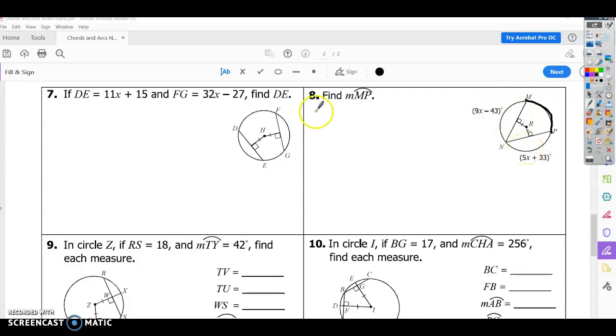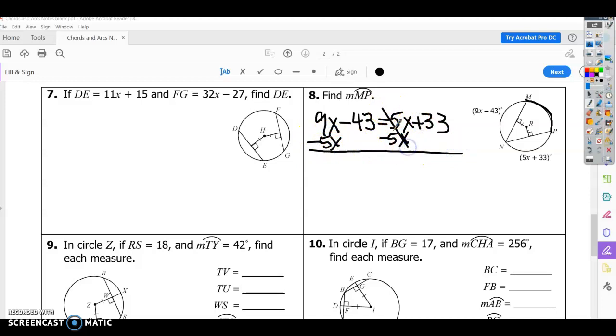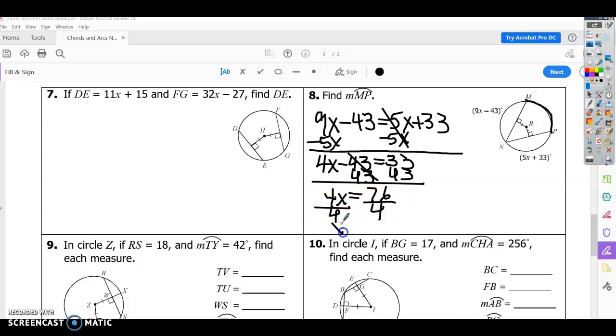So we can say 9x minus 43 equals 5x plus 33. All right. So that gives me 4x, add 43, and 76. All right, so that gives me x equals 19.